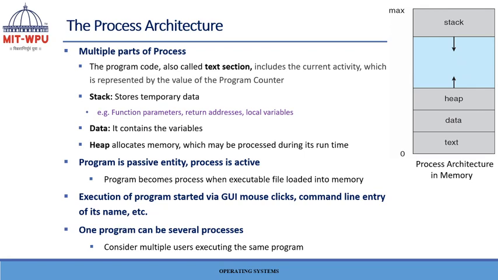Although two processes may be associated with the same program, they are nevertheless considered separate execution sequences. For instance, several users may be running different copies of the mail program, or the same user may invoke many copies of a web browser program. Each of these is a separate process, and although the text sections are equivalent, the data, heap and stack sections may vary. It is also common to have a process that spawns many processes as it runs.